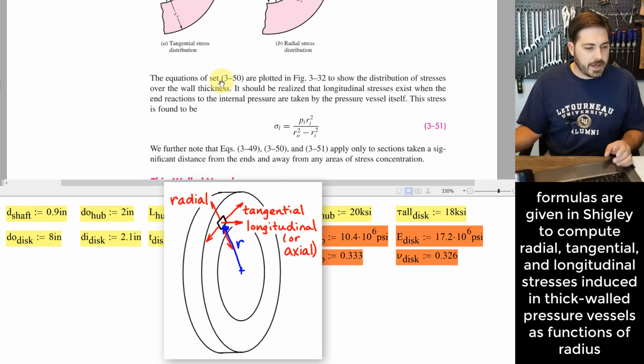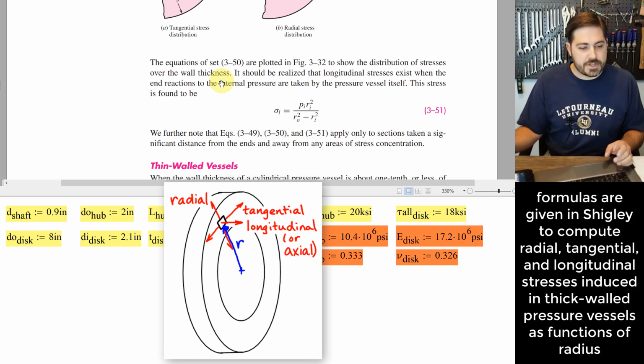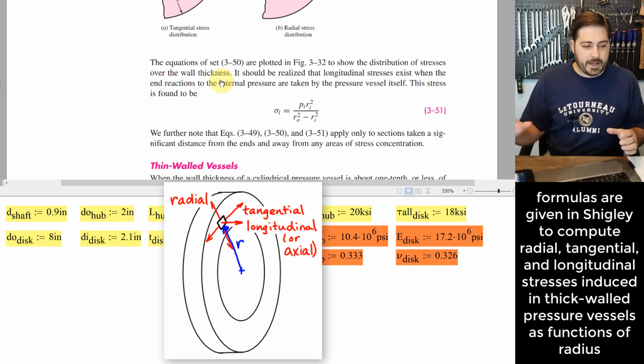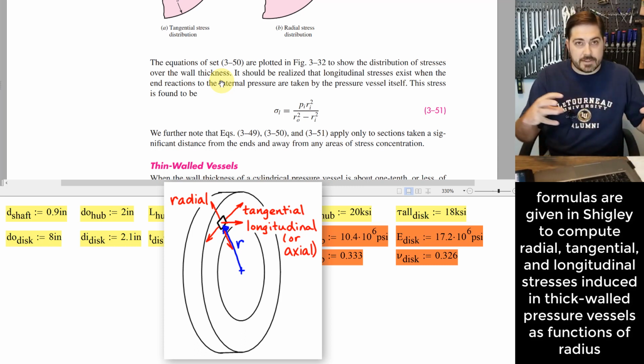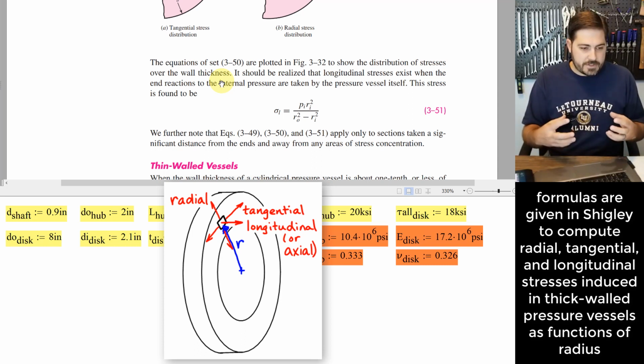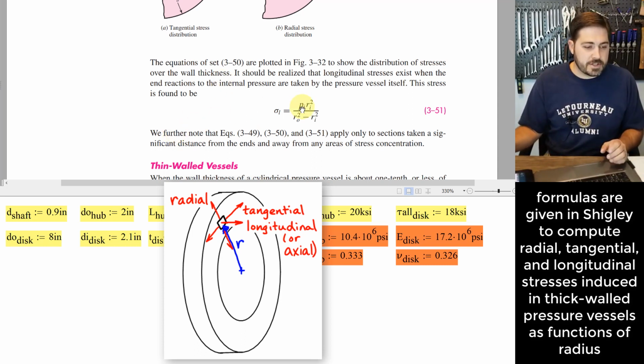All right. Another little piece to understand is that there's another stress that gets induced in these cylinders, and it is a longitudinal stress, is how they label it here. Another thing you might have seen that called in the past might be an axial stress, which would be a tendency to elongate the cylinder if it has internal pressure. So that's another equation that's given there for thick-walled cylinders.